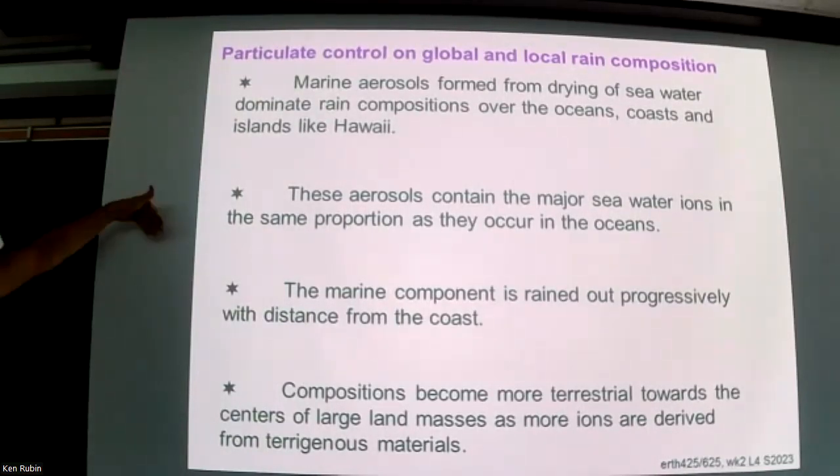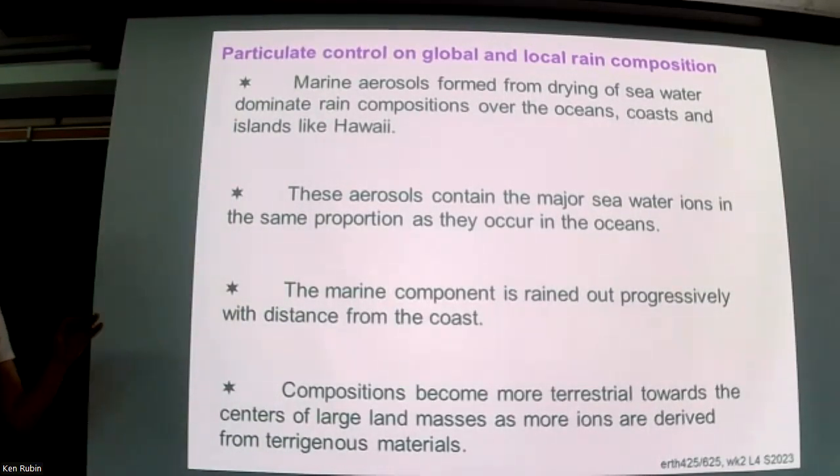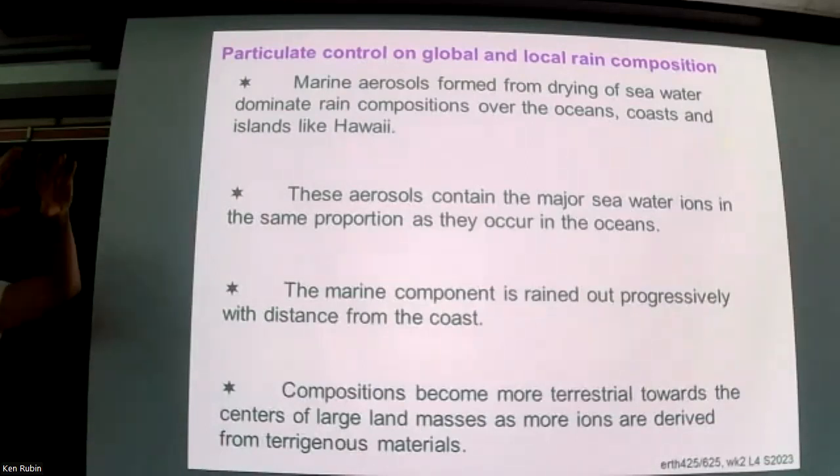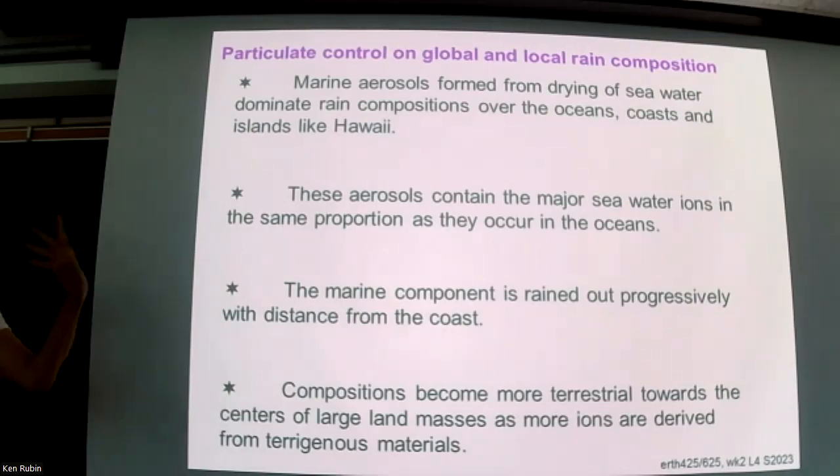So we find that marine aerosols that form over the oceans and migrate inland a little bit in coastal regions are the main source of composition in rainwater in those environments, such as here in Hawaii. As a storm, a major storm, moves from the ocean to land and progresses across the landscape, those aerosols get washed out and removed from the atmosphere. And so additional rain tends to nucleate on a greater and greater proportion of terrigenous particles. So if you're able to follow a storm along, you might be able to see the rain composition change.